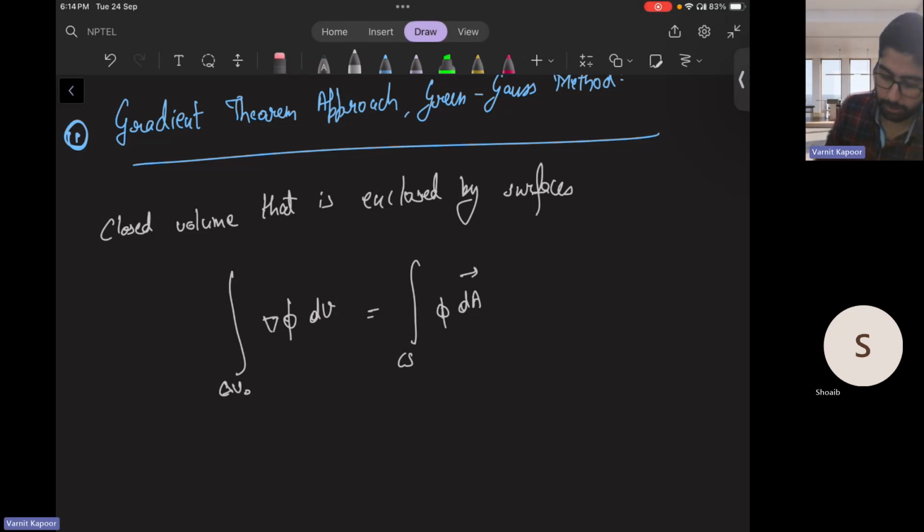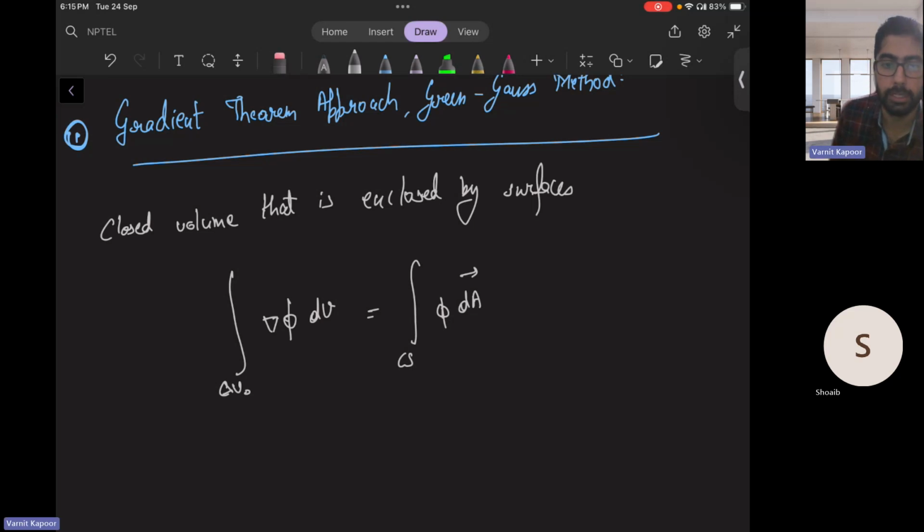The gradient of a scalar is a vector quantity, and the right hand side is also a vector, so dimensionally it is balanced. So the gradient theorem relates the gradient of a scalar integrated over the entire volume to be equal to the sum of the scalar multiplied by all the vector differential areas on the entire surface.